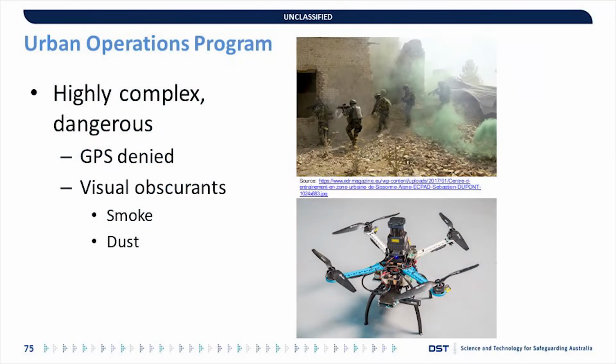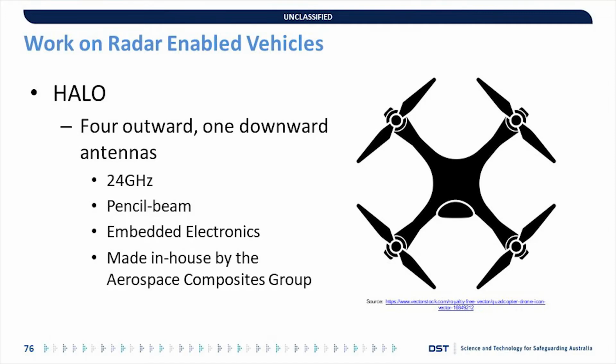So, as Meaghan had previously stated, the ability to have drones operate autonomously in GPS-denied environments, including with visual obscurance such as smoke, is super important when you're trying to operate in a cluttered urban environment. Therefore, especially in the first half of the year, I spent a lot of my time assisting the Aerospace Composites group, working on a new radar-enabled vehicle dubbed Halo, with 4 outward and 1 downward-looking radars to achieve localization. And it's based on a design previously built in 2017.